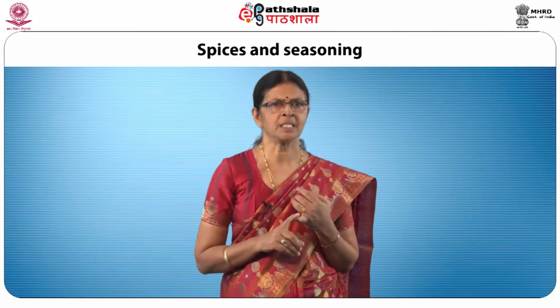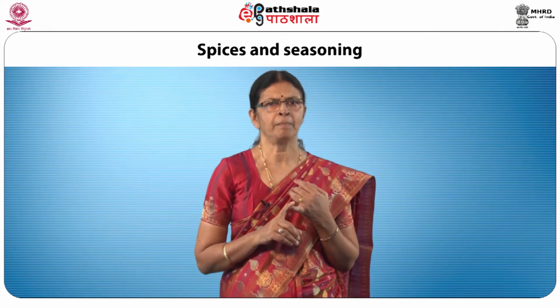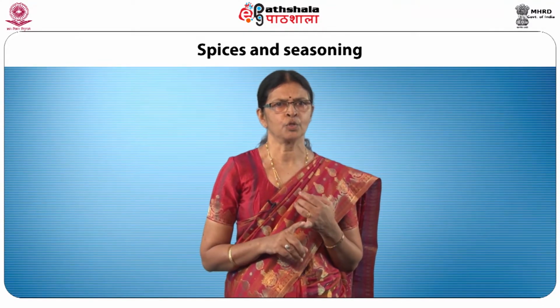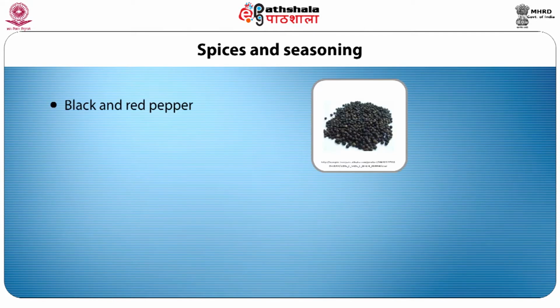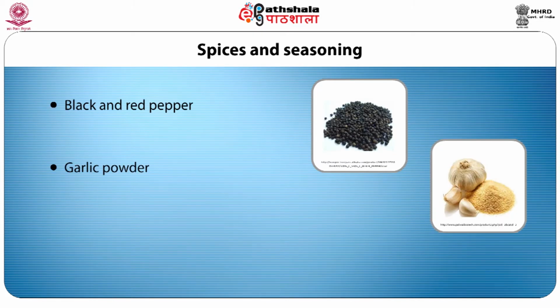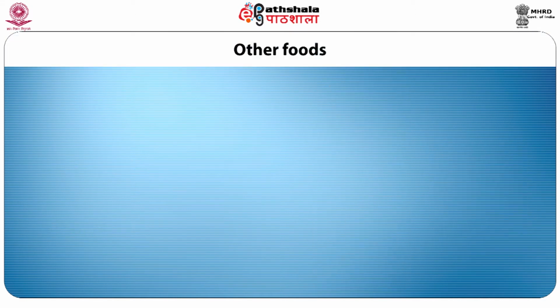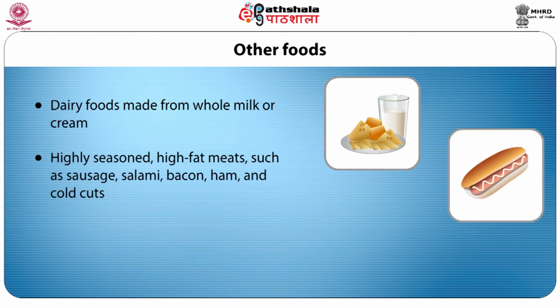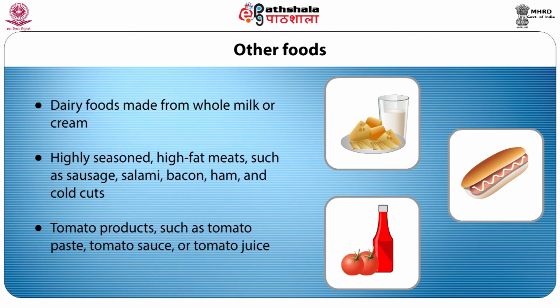Coming to spices and seasoning, seasonings such as pepper increase stomach acid and may irritate the stomach. So, avoid black and red pepper, garlic powder and chili powder. Other foods: dairy foods made from whole milk or cream, highly seasoned high fat meats such as sausages, salami, bacon, ham and cold cuts. Tomato products such as tomato paste, tomato sauce or tomato juice need to be avoided.